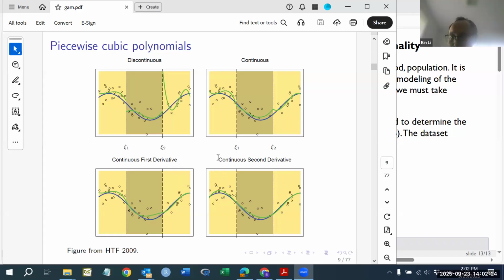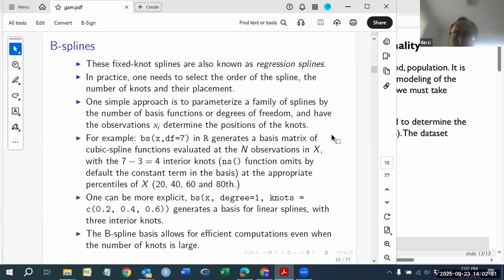Okay, so you may ask why we stopped here. Why do we not have the third derivative continuous and so on?